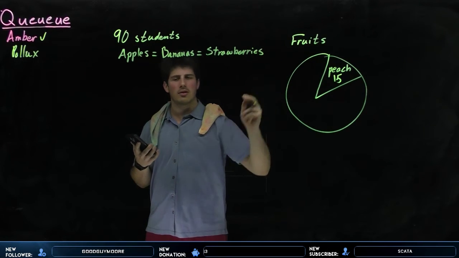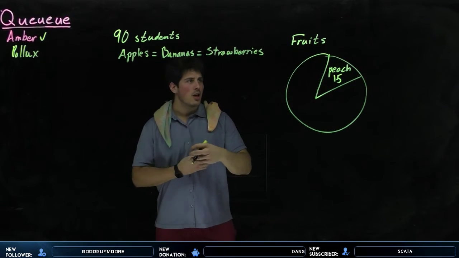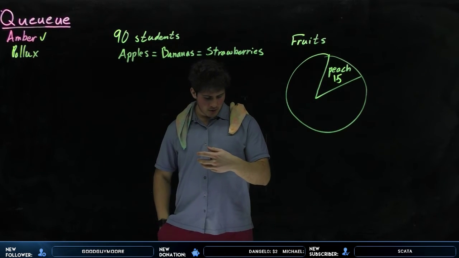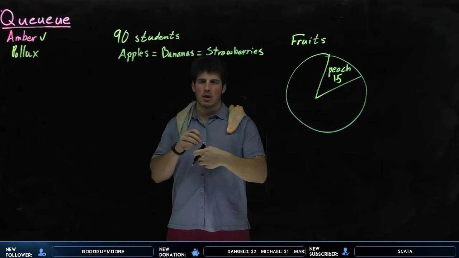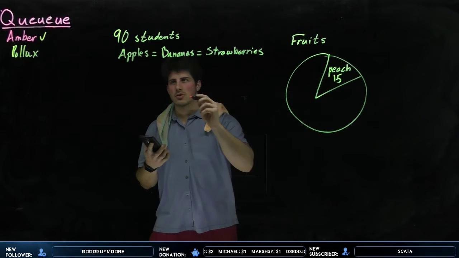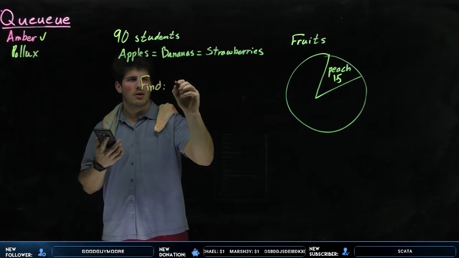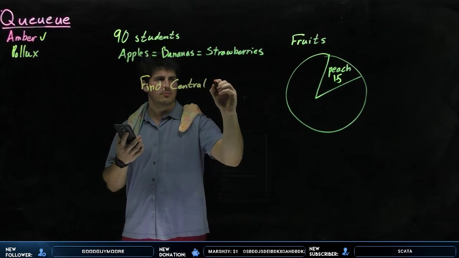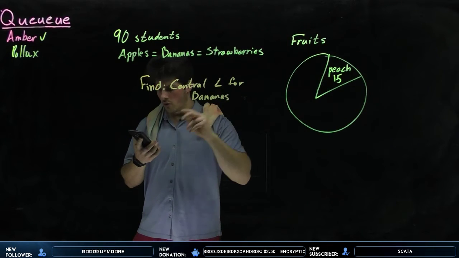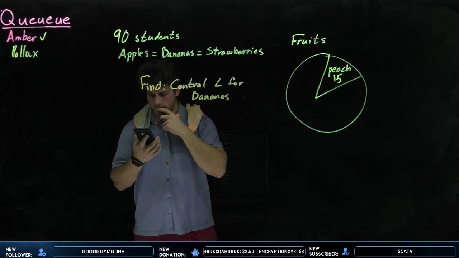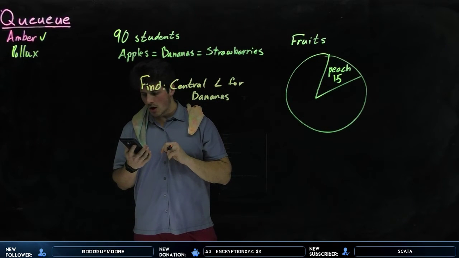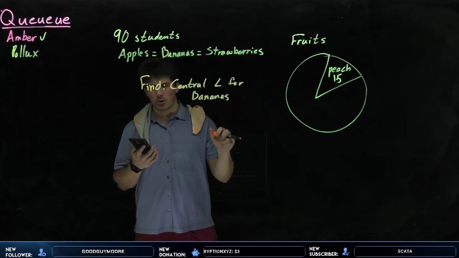Whoever named those, I'm a little confused, but okay. Here's what we're given, and what we're trying to find is the measure of the central angle of the circle graph for bananas. Apples, bananas, and strawberries were an equal number of the remaining students. What must be the measure of the central angle in the circle graph for bananas?